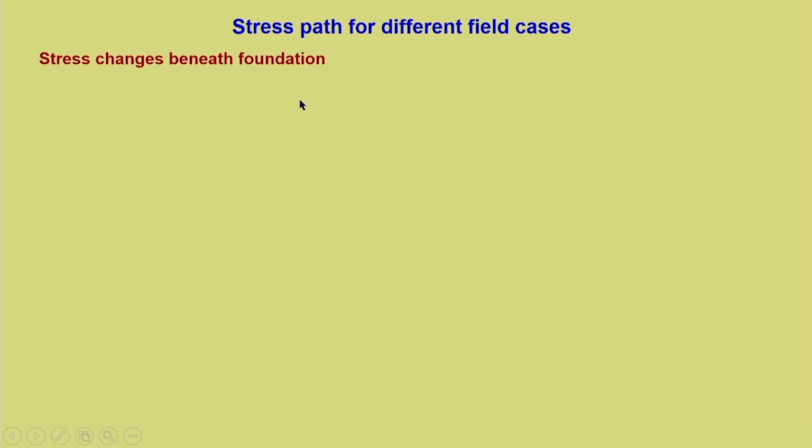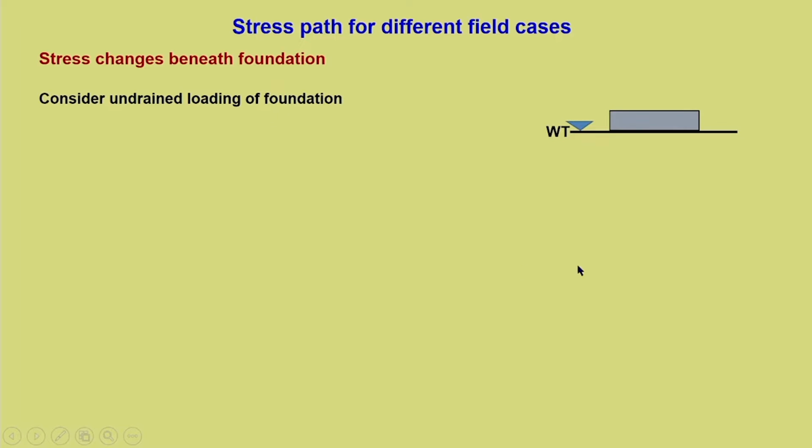First is the stress changes beneath a foundation, a very common case which we encounter. Let us consider the undrained loading of a foundation. Now, this is a typical foundation where the soil is under a submerged state because the water table is at the ground surface. This is a case where the foundation is resting on the ground, for example.